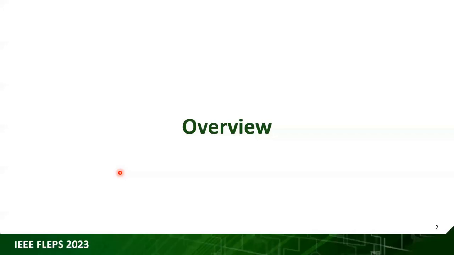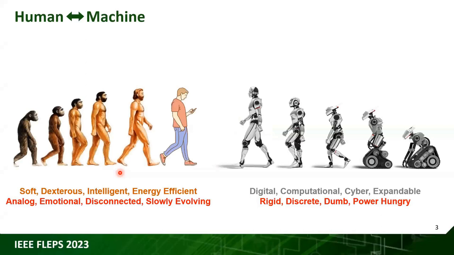All right. So first, let me give you some motivation for electronic tattoos, and then I'll tell you what are electronic tattoos. So in the past, we can say that humans and robots or machines are on the two extremities of the spectrum, because we always use things like soft, intelligent, energy efficient to describe human, but we use the opposite words. Rigid, discrete, dumb, power hungry to describe robots.